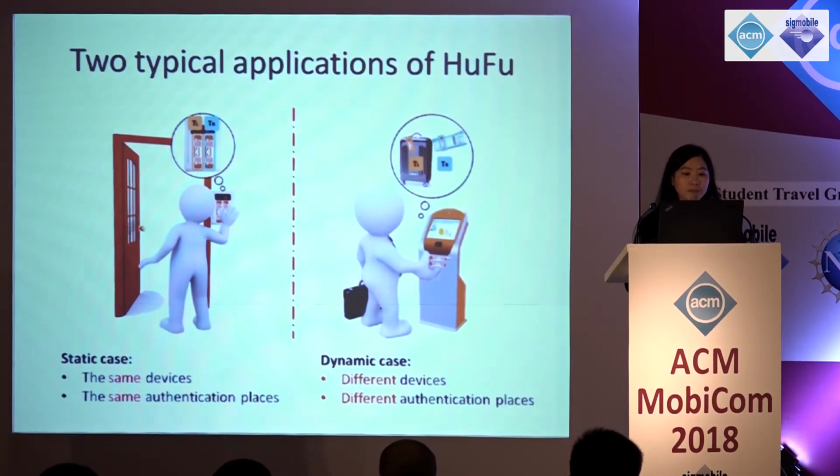And for baggage claim, each user holds two tags. The left tag is pasted on their baggage, and the right tag is pasted on their ticket. The passenger first registers his two tags at the departure and authenticates his ticket to pick up his baggage at the destination. The main difference between the two cases is whether the device and authentication places are the same. In fact, Hufu is robust to device and environment diversity. More details can be found in our paper.